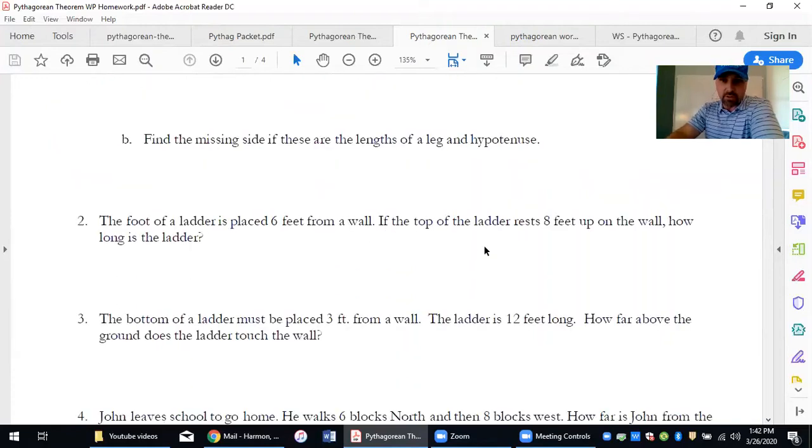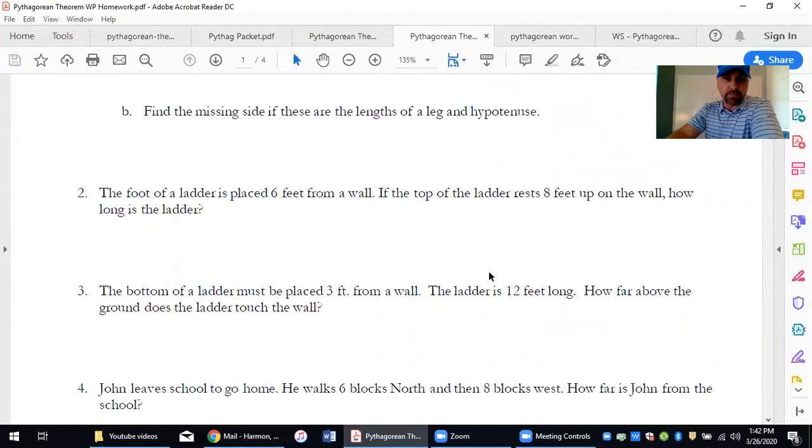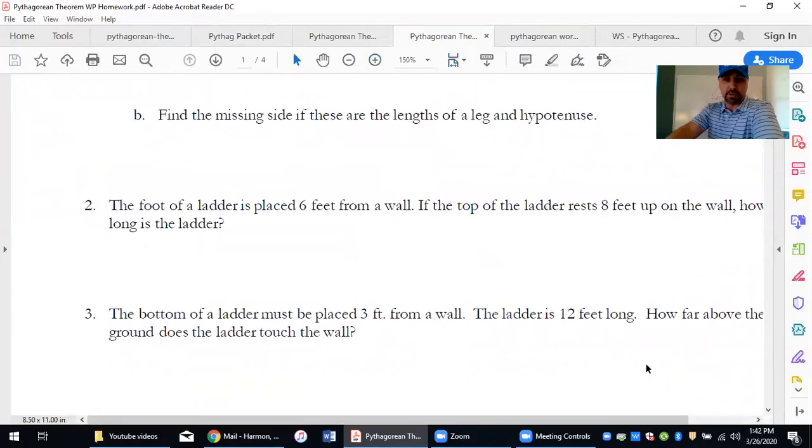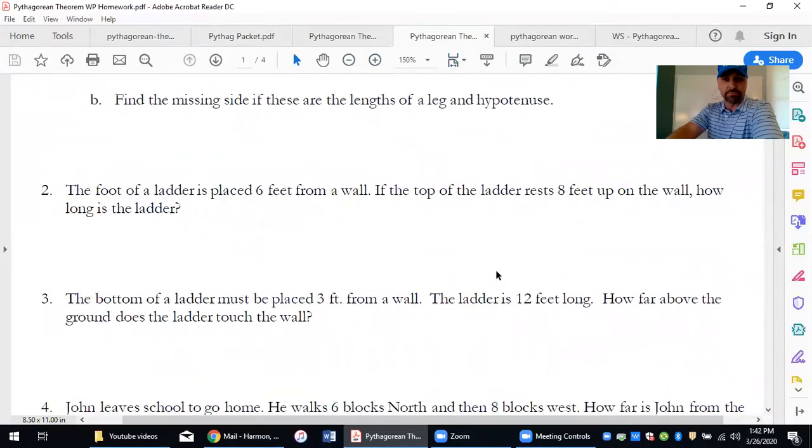But I want to do one more with kind of a contextual problem where you got to figure it out. So number 2 is pretty similar to one you see on the practice test sometimes. Could be one you see on the real HSE test. So let's take a look at that. The foot of a ladder is placed 6 feet from a wall. If the top of the ladder rests 8 feet up on the wall, how long is the ladder?